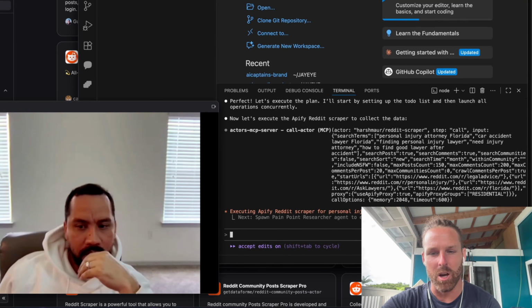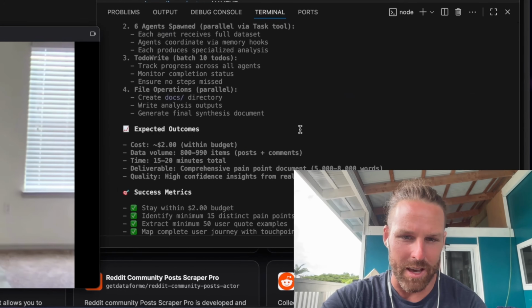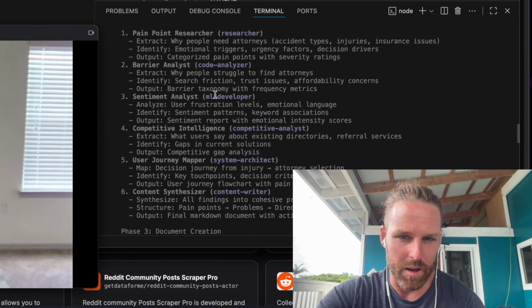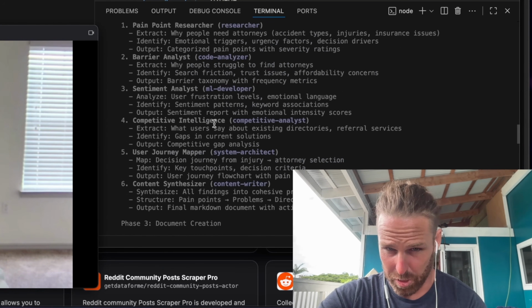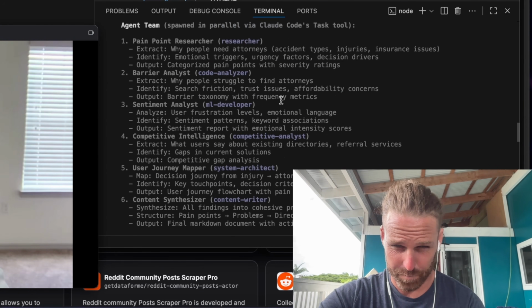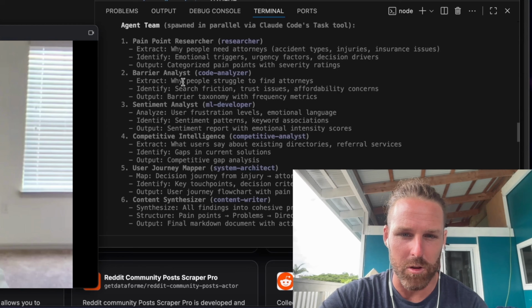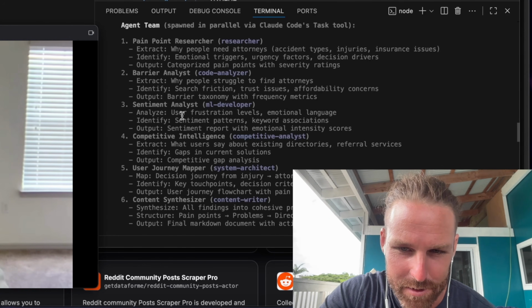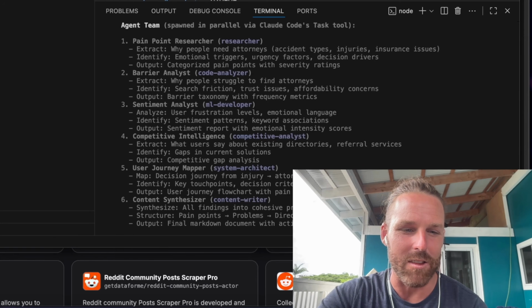Not necessarily as it goes, but like we saw, we have that plan. We see what it's going to do, and we got 3 phases here. I don't think anything in here, like, how important is it for me to make sure the barrier analyst does a good job before the sentiment analyst? You know what I mean? I'm just letting it do that.